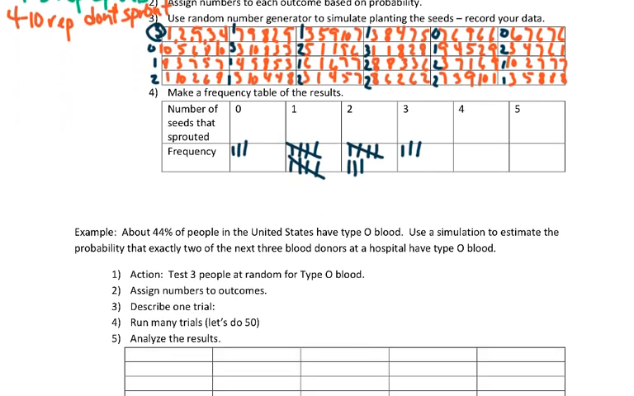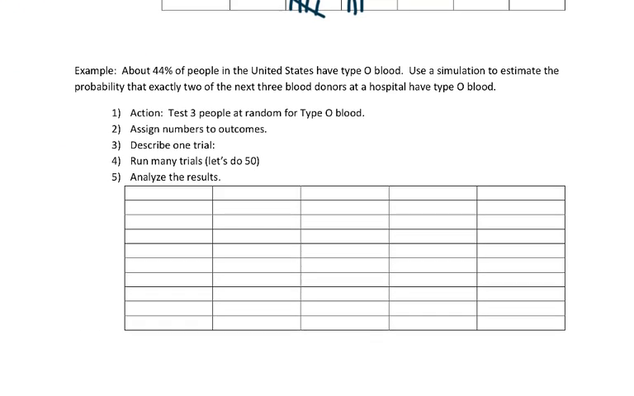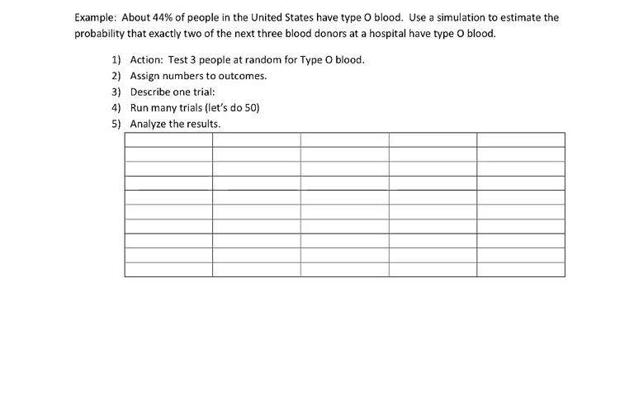Alright, let's take a look at the last example, and we're going to do this very similarly to the previous example. It says about 44% of the people in the United States have type O blood. Use a simulation to estimate the probability that exactly 2 of the next 3 blood donors at a hospital have type O blood. So, the way we're going to set this up, we are going to test 3 people at random for type O blood. So, each of the boxes is going to be 3 people's test.